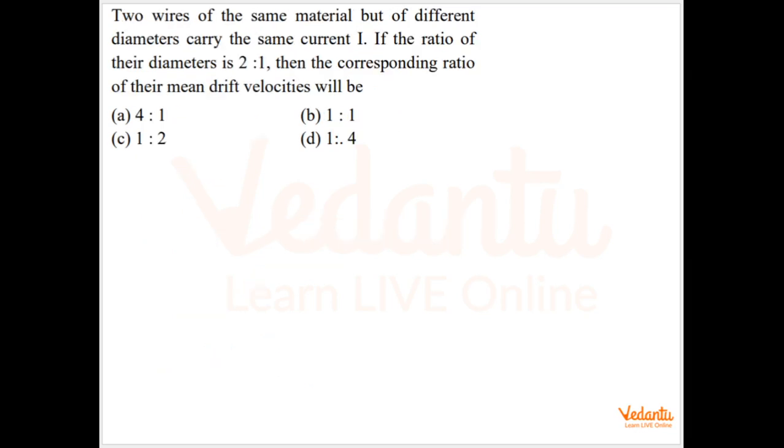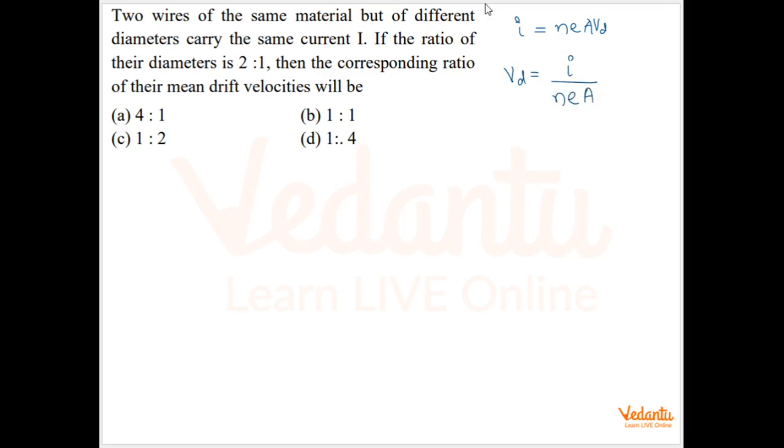In this question, two wires of same material but of different diameters carry current I. If the ratio of their diameters is 2:1, then the corresponding ratio of their drift velocities will be what? Once again, beta, I will just write down that current is equal to NEA Vd. So drift velocity beta will be equal to I divided by NEA.